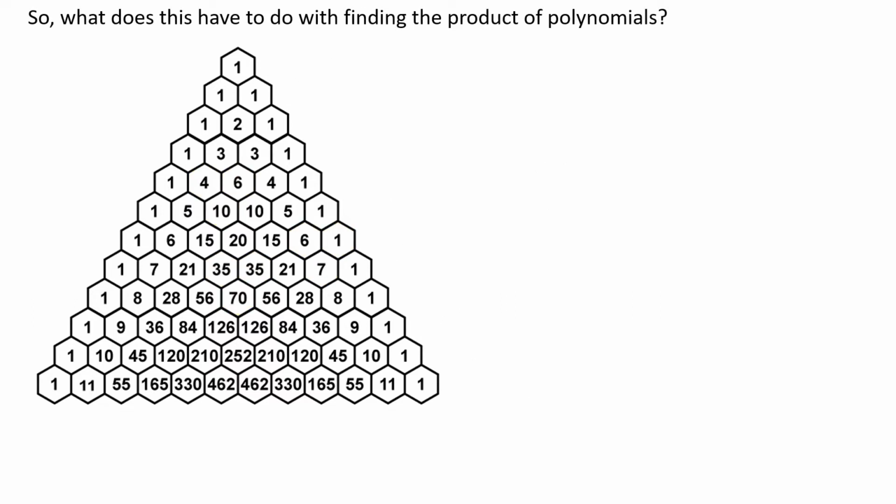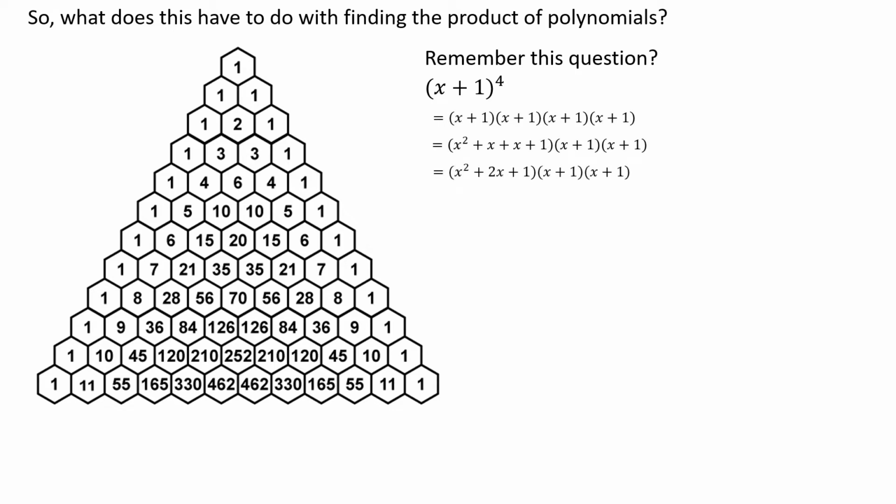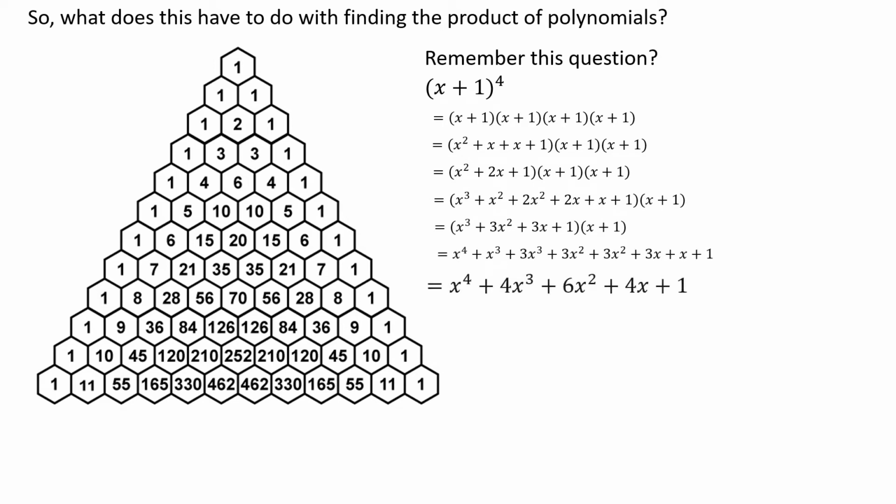And so how do we use this to find the product of polynomials? Well, we had this question on the first day of this unit, and I multiplied it out the long way, showing step-by-step work, and finally got an answer of x to the 4th plus 4x cubed plus 6x squared plus 4x plus 1.